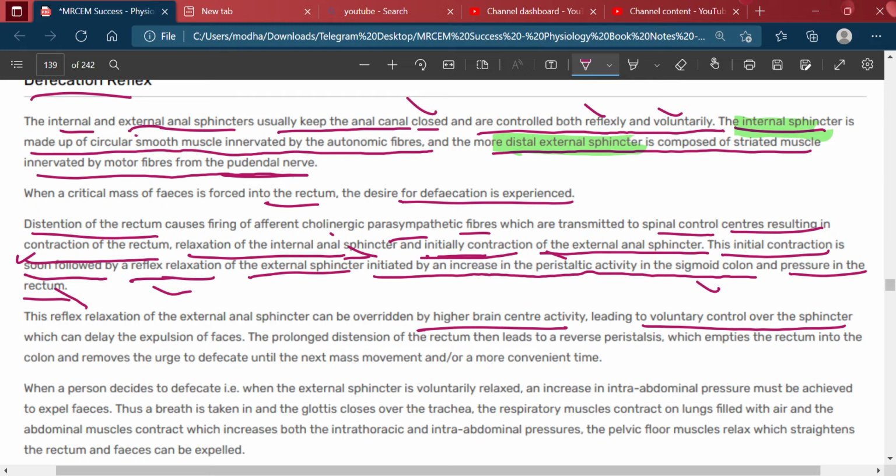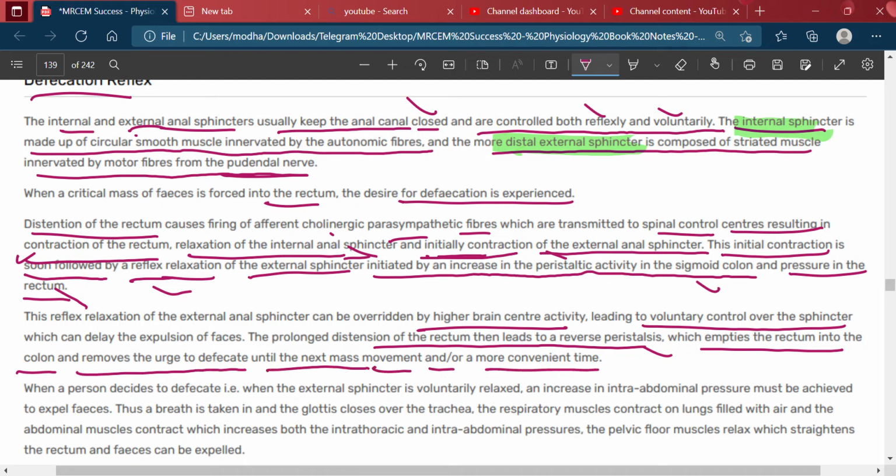The prolonged distension of the rectum then leads to reverse peristalsis, which empties the rectum into the colon and removes the urge to defecate until the next mass movement or a more convenient time. If more mass movement occurs, or the individual gets a convenient time, defecation will occur.